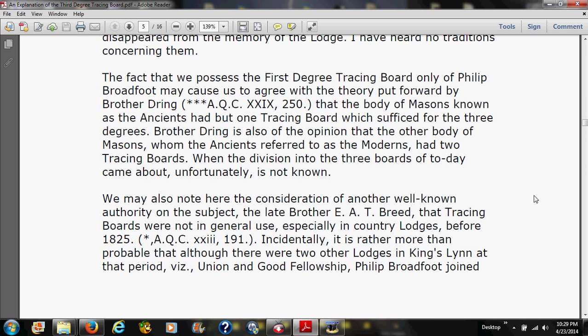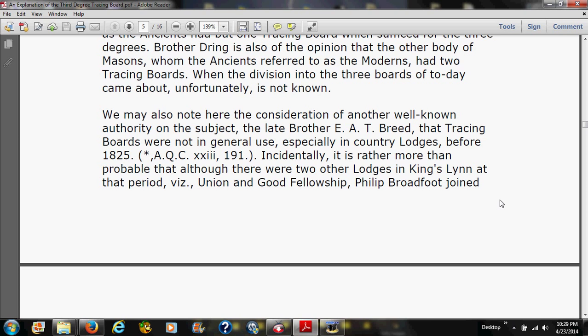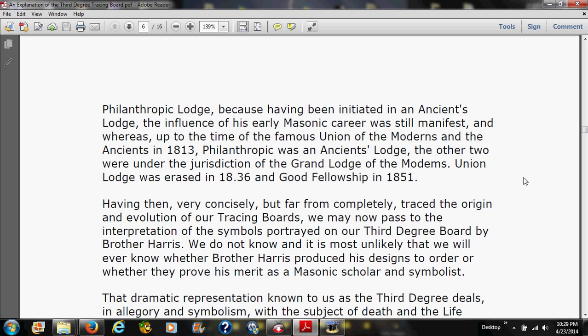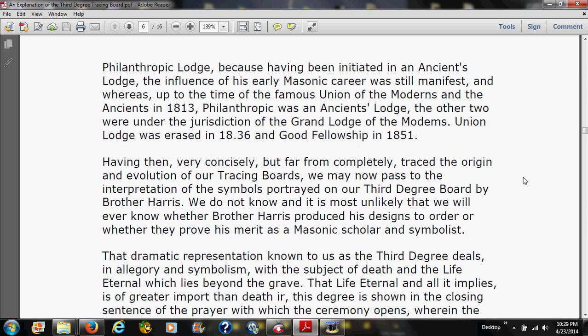Incidentally, it is rather more than probable that although there were two other lodges in King's Lynn at that period, Union and Good Fellowship, Philip Broadfoot joined Philanthropic Lodge because, having been initiated in an ancients' lodge, the influence of his early Masonic career was still manifest, and whereas, up to the time of the famous union of the moderns and the ancients in 1813, Philanthropic was an ancients' lodge, the other two were under the jurisdiction of the Grand Lodge of the Moderns. Union Lodge was erased in 1836 and Good Fellowship in 1851.